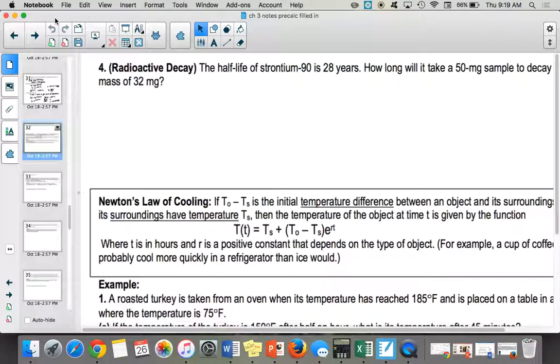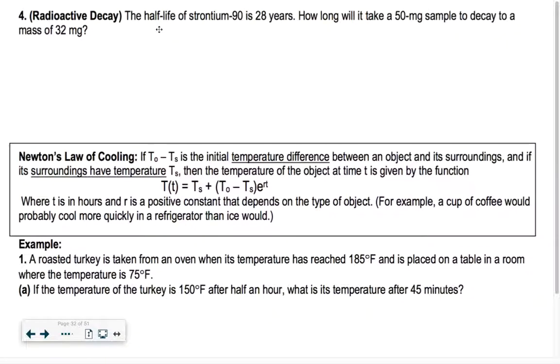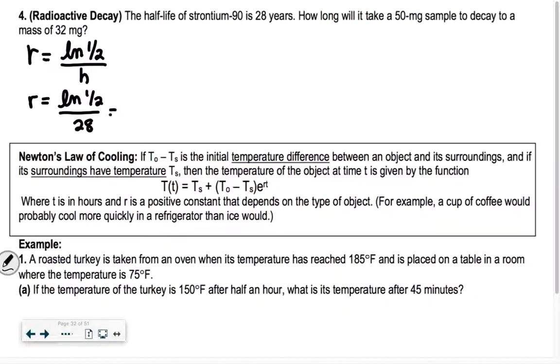It says the half-life of strontium-90 is 28 years. Do you guys want to use the shortcut on this? The rate is equal to the natural log of 1/2 divided by the half-life. You can get that if you did your A of t equals P e to the rt and put in P and half P and solved it out. So our rate ends up being natural log of 1/2 divided by 28, which we're going to find on our calculator and store. I'm going to do store alpha A.